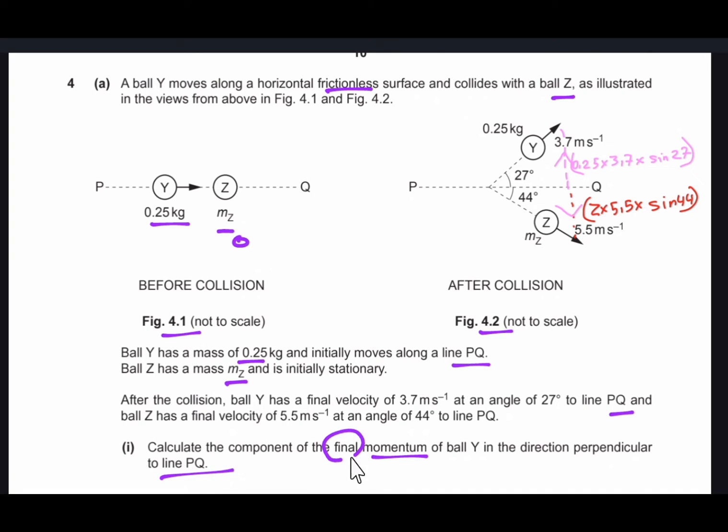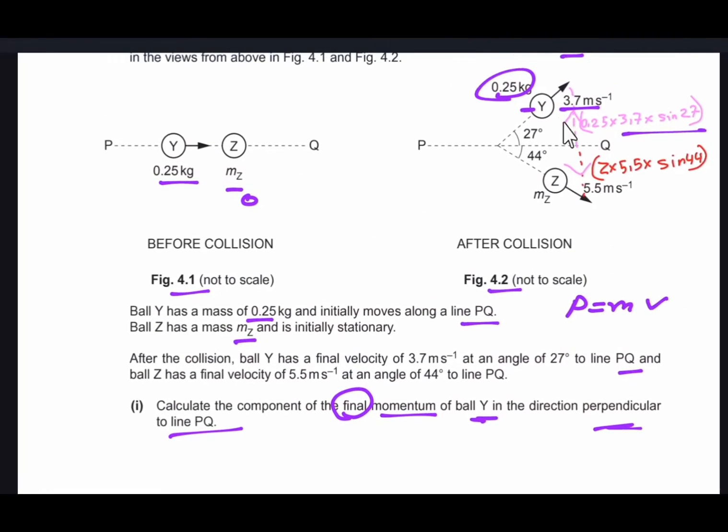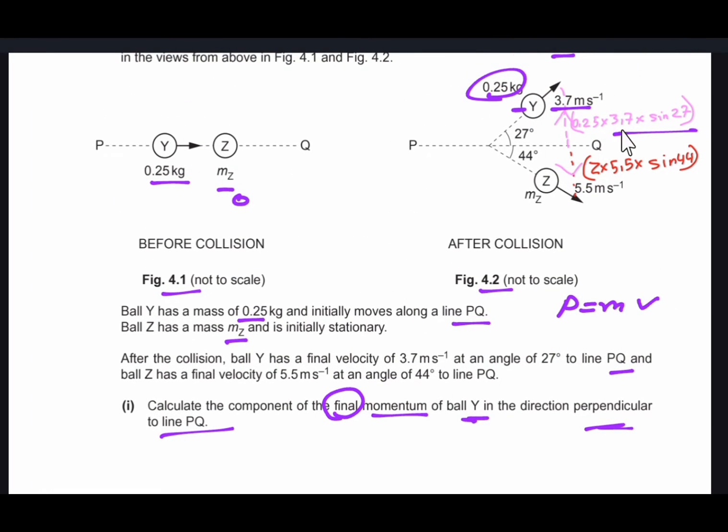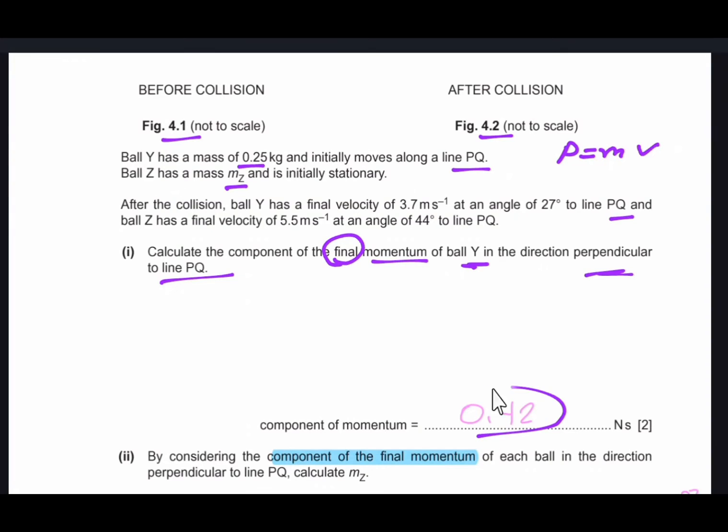So we need to calculate the final momentum of ball Y. So this is ball Y, and we know that momentum is equal to mass into velocity. So its mass is 0.25 and its perpendicular velocity is 3.7 into sine 27 degrees. So the total momentum would be its mass, that is 0.25 into 3.7 sine 27 degrees. After calculating, it comes to be 0.42, correct to two significant figures.